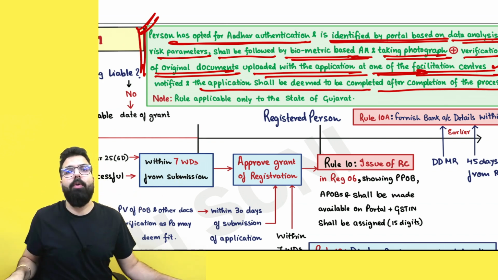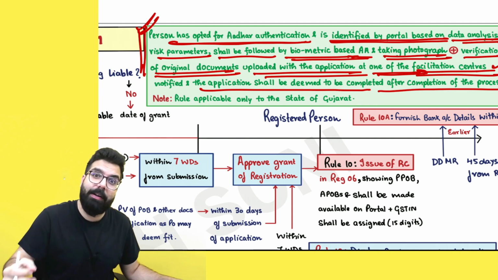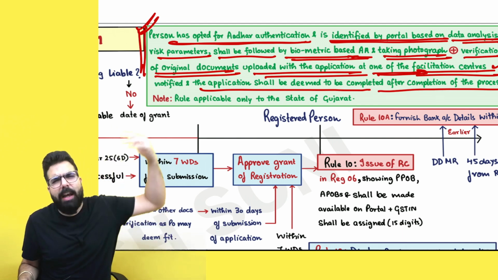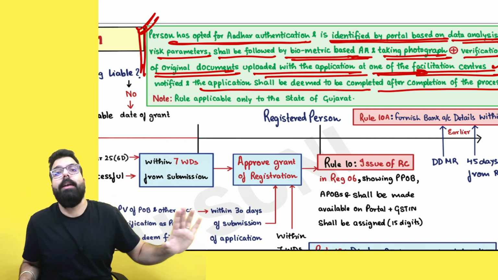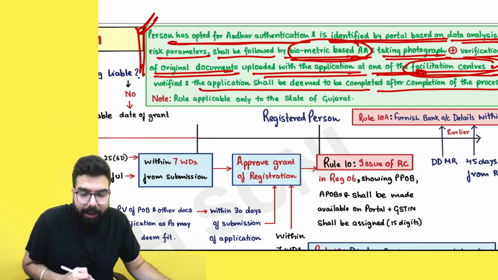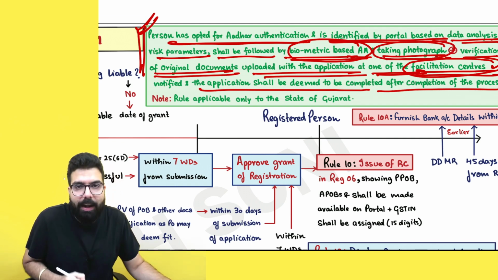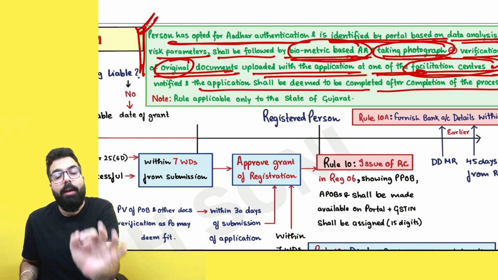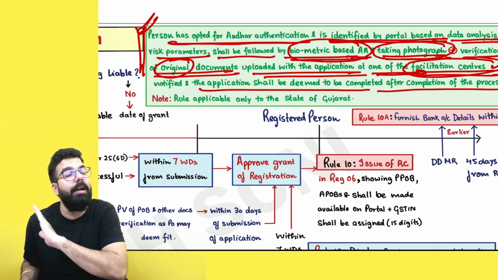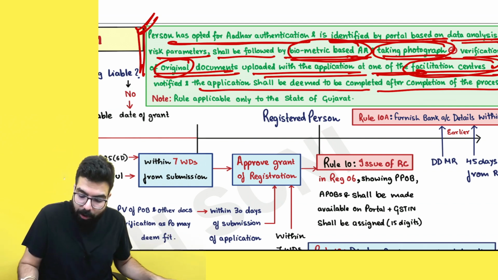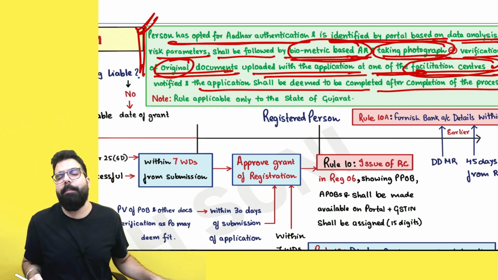But what they are telling over here is, by chance you submitted the application and the portal identified you as a risky kind of person, they have some parameters which are there. Then you have to go to the facilitation center and get your biometric based Aadhaar authentication. Your photograph will be taken and original documents will be verified. Only then they are telling we will deem that your application is submitted. Otherwise, your application is not to be deemed to be submitted. Only after you have done this, they will deem that your application is submitted and pick it up for verification.